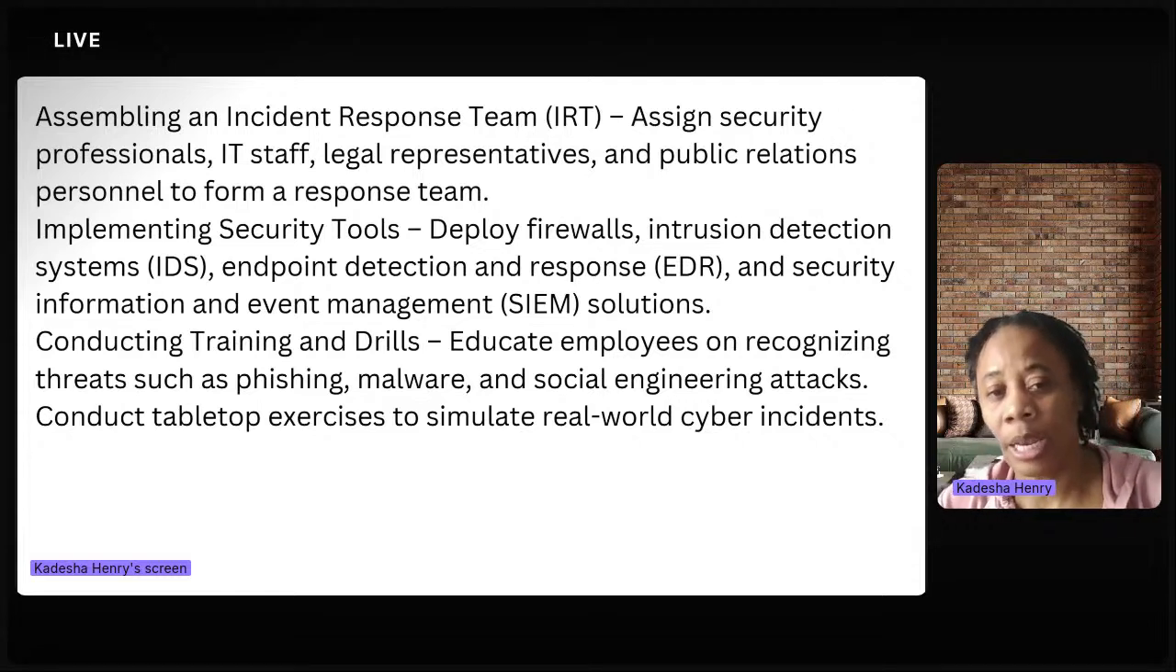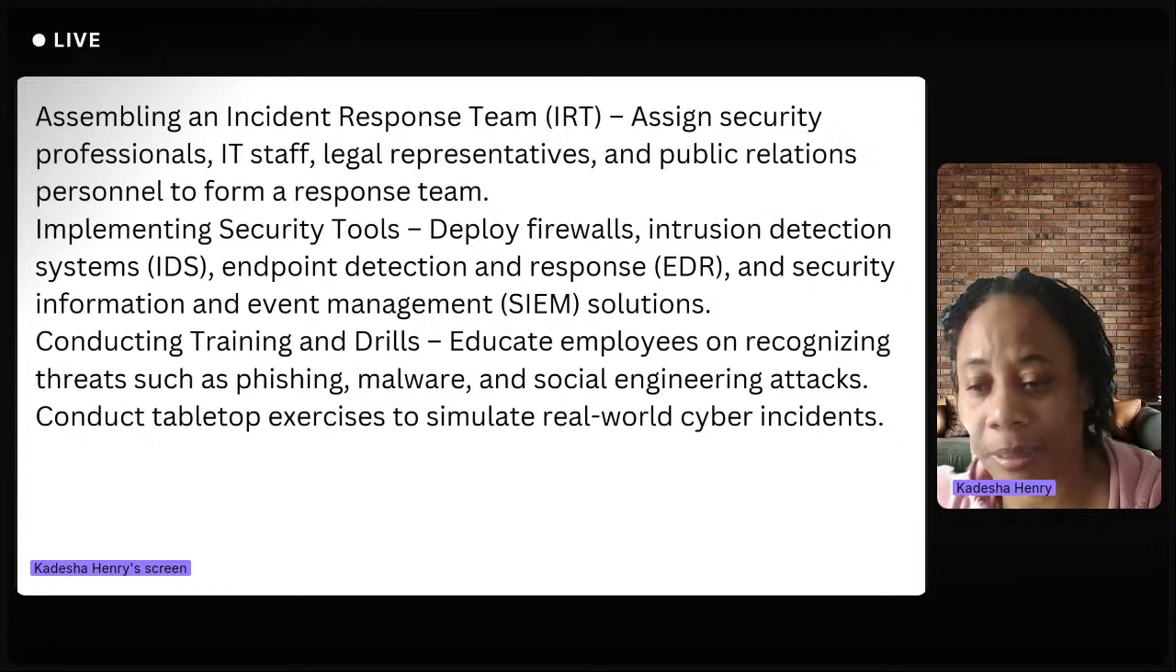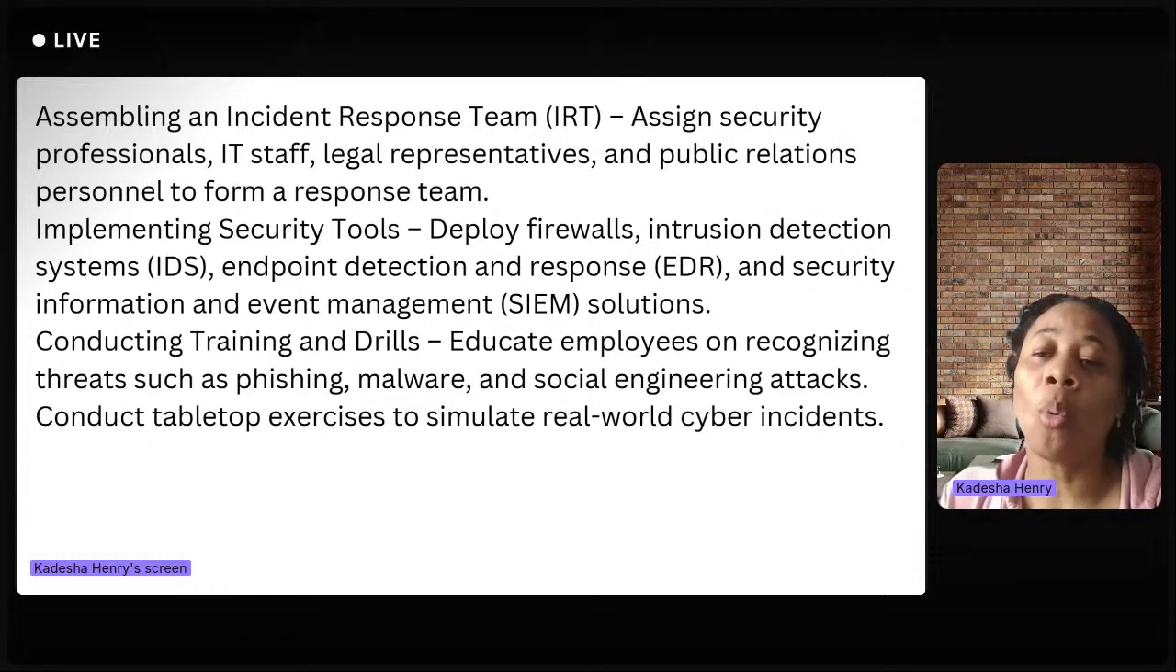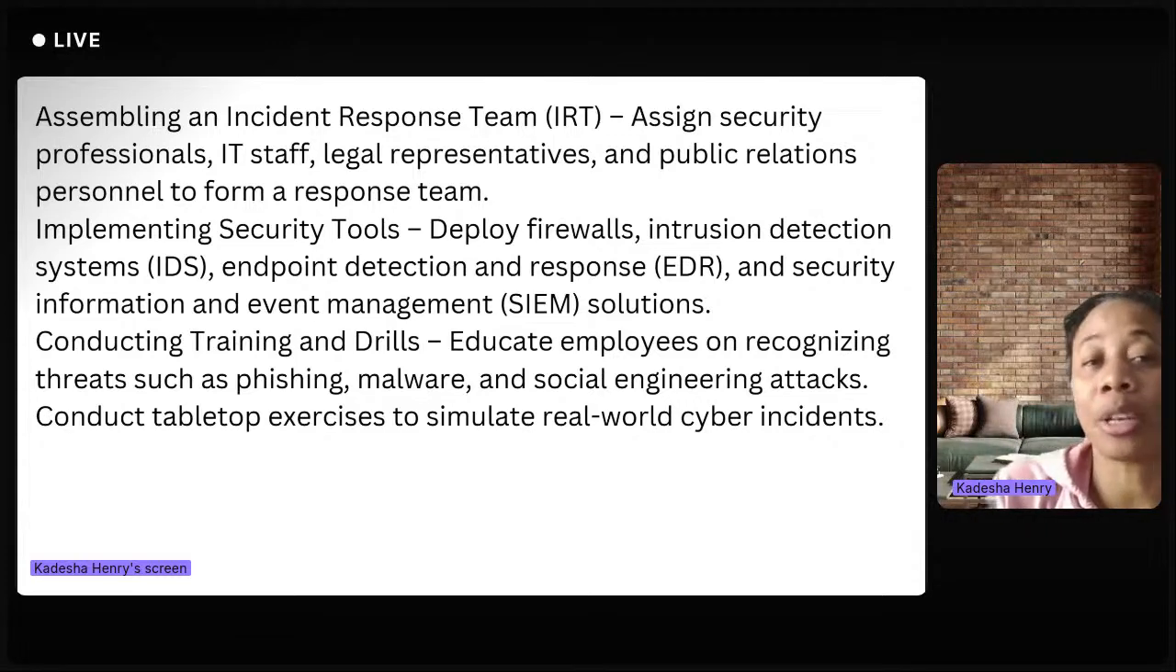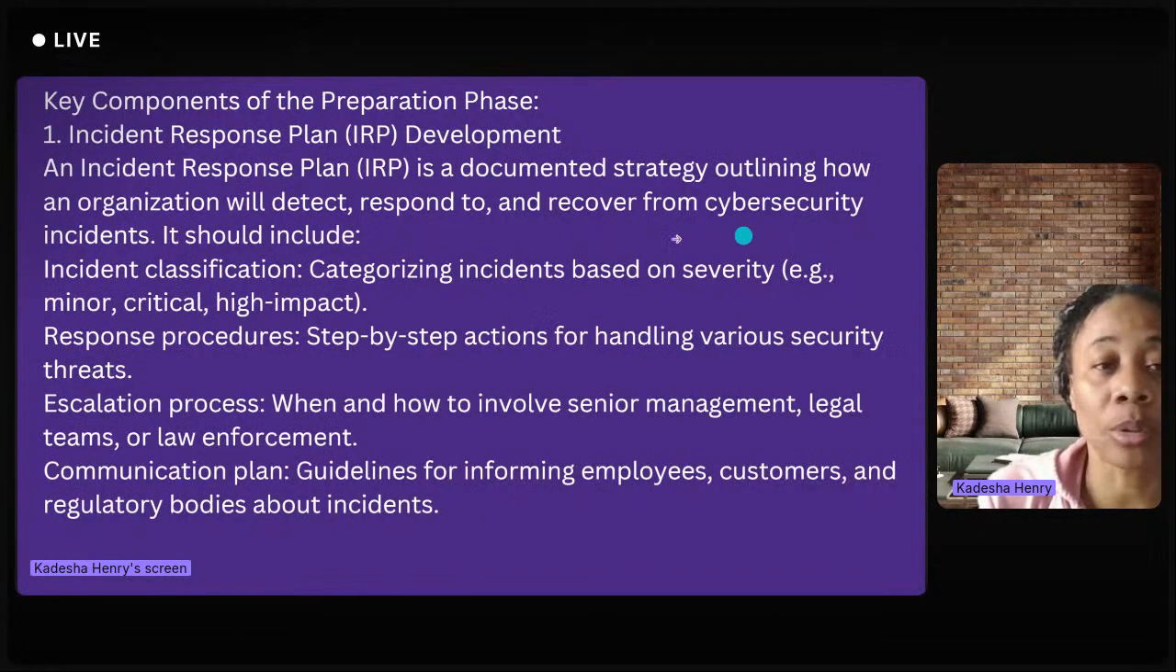Because in the preparation phase, all of that is done. So no one in the organization should look confused and not know what to do and how to go about it. Right? So everyone will know exactly what to do in this phase.